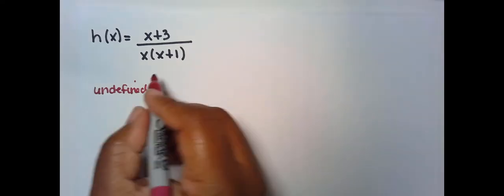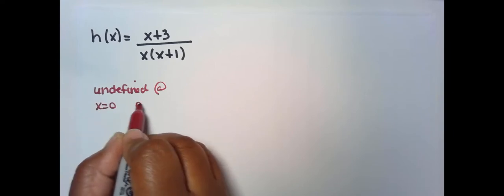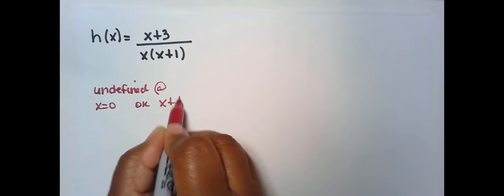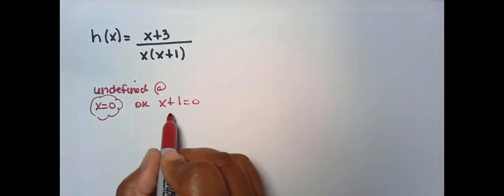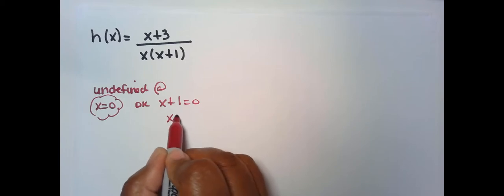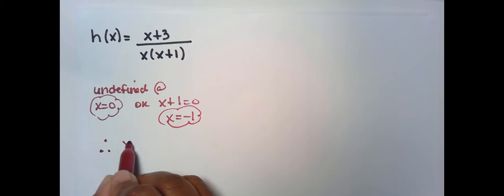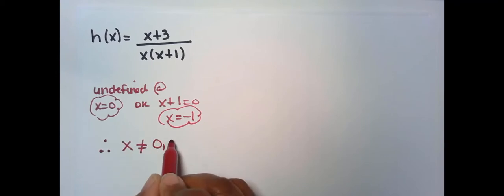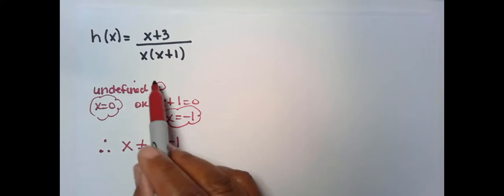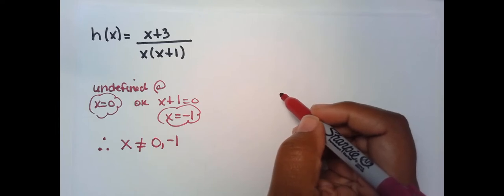Okay, it will be undefined at, remember we can set each factor equal to 0. So x equals 0, x plus 1 equals 0. We will subtract 1, and we have x is equal to -1. Therefore, x cannot be 0, nor can it be -1. So it's undefined there, and this is where we would draw our vertical asymptotes.